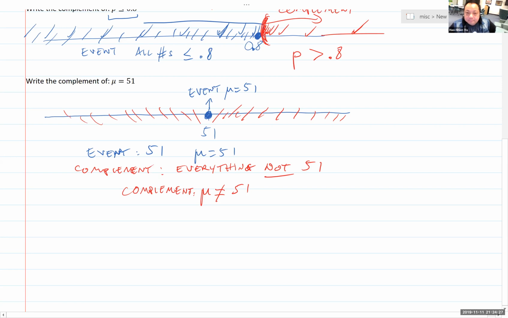So that's the one problem on the exam that most people have trouble with. This will become very important for us in terms of being able to write the complements. In chapter 8, when we do hypothesis testing, you have to be able to write a complement in order to write the null and alternative hypotheses.